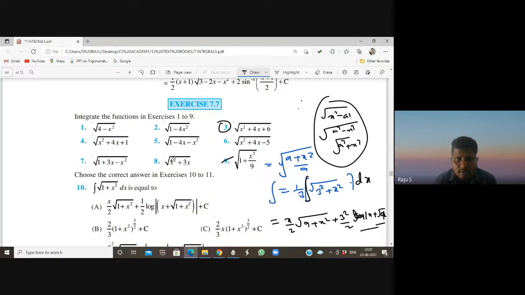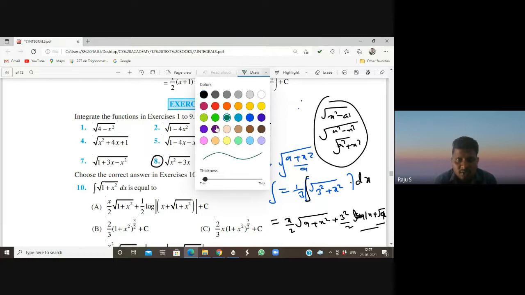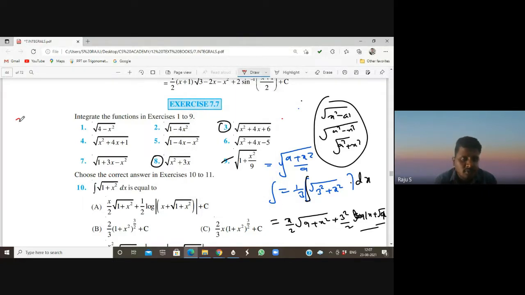See, for example, your eighth question is there. There is no constant. What shall we do here? This x square plus 3x alone, you can take as x square plus a square plus 2ab. 2 into x into, shall I write 3 by 2? Now 2 get cancelled, again we'll get 3x. Am I right, students?